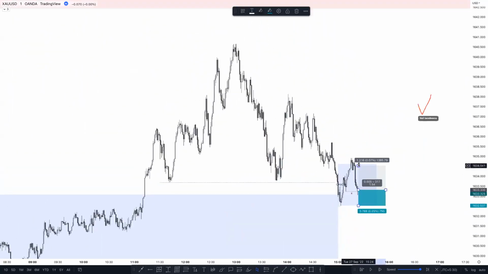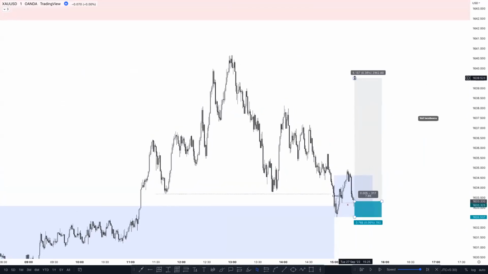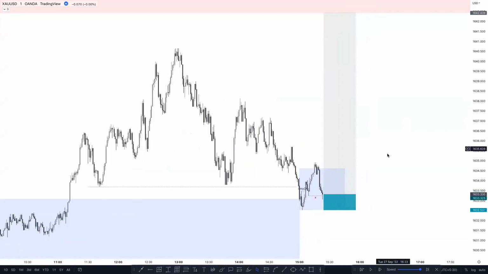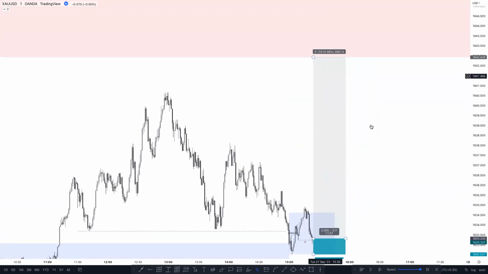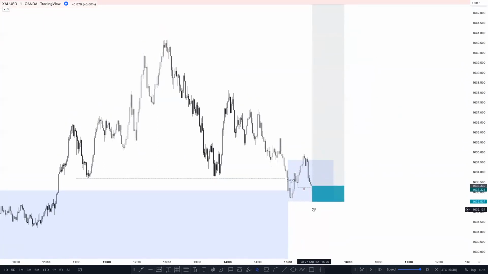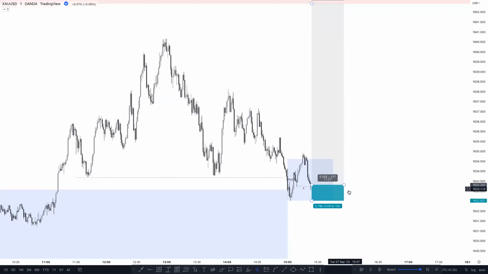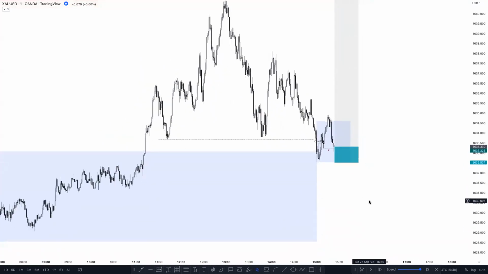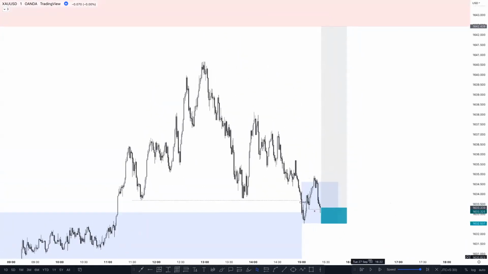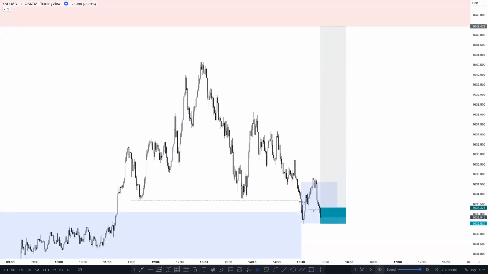If anything is missing here or any problem, you can write in the chat section also. Okay, thank you. So we can buy here, and target is here, and if price breaks this one and fills this demand zone, I mean this buy setup, then we can wait for more price action to develop to confirm a buy. Okay, let's see.